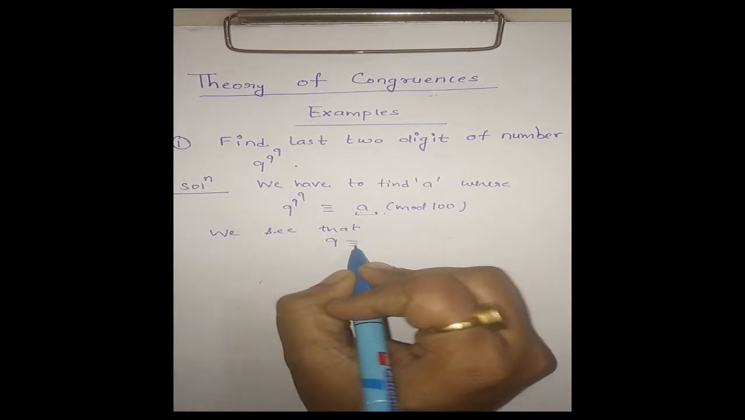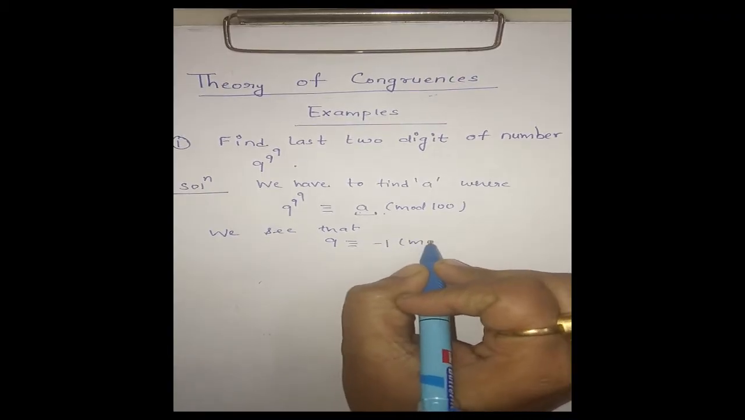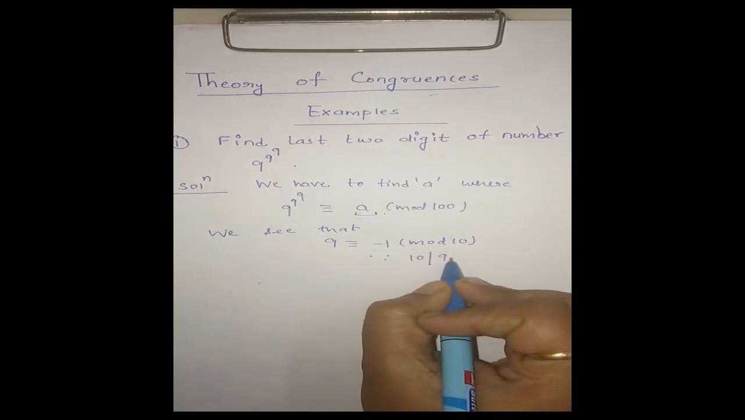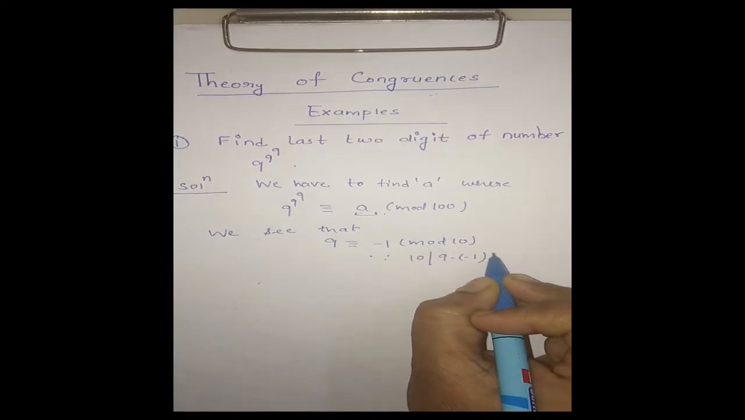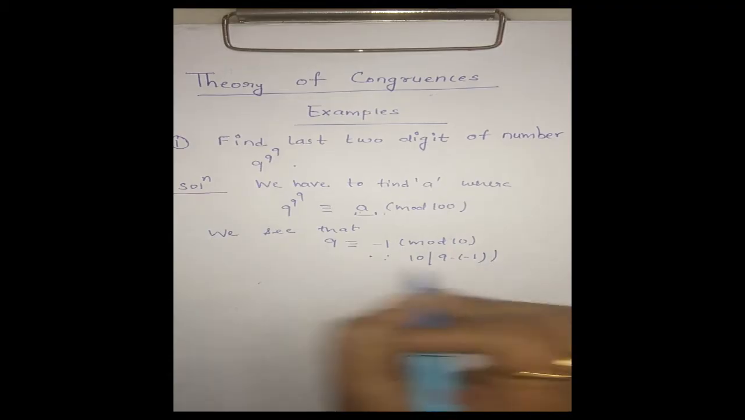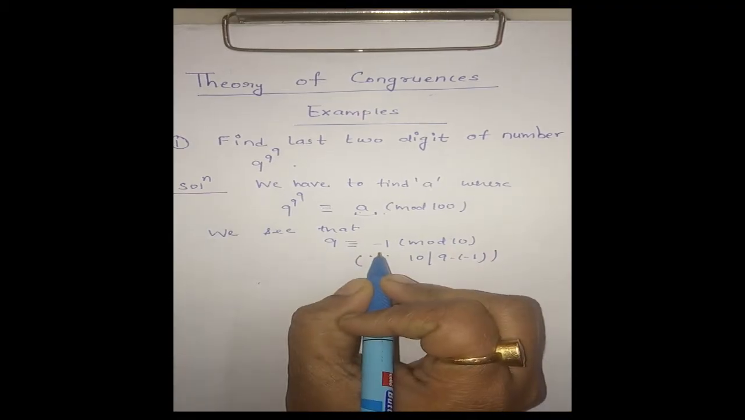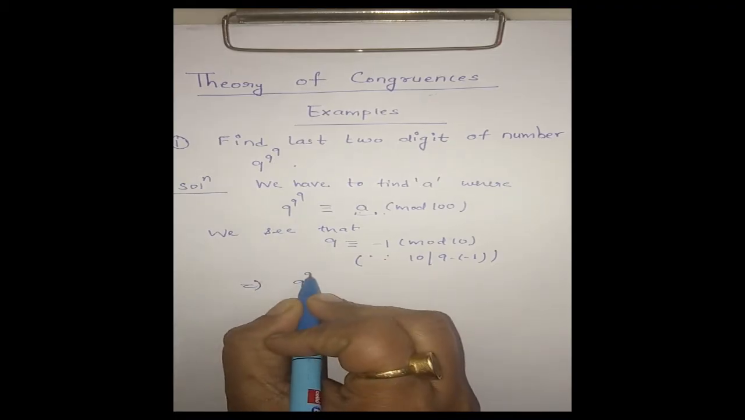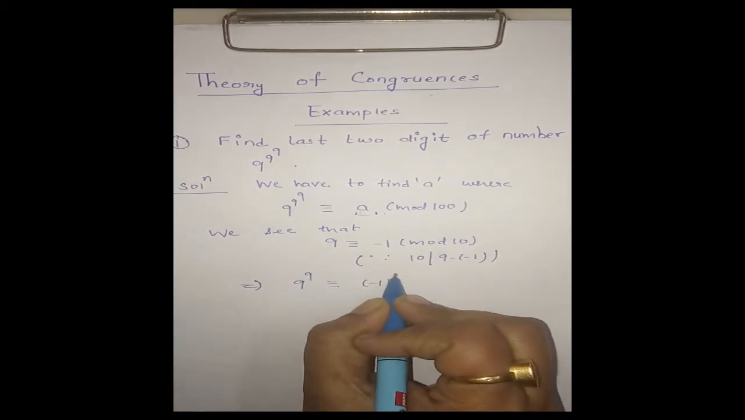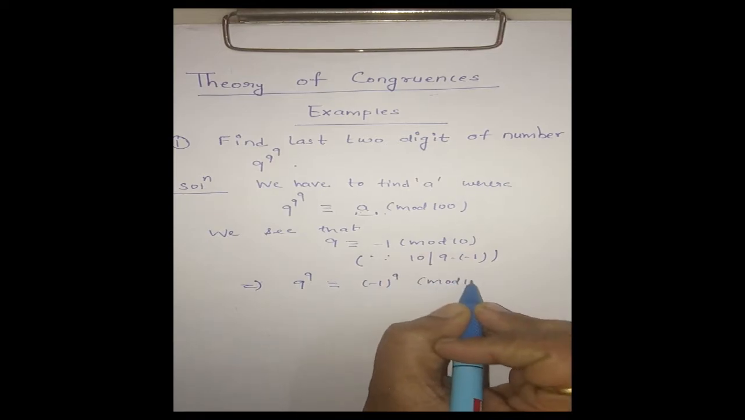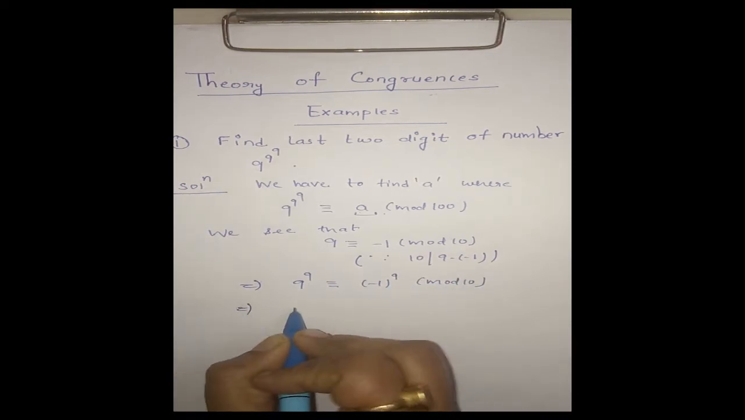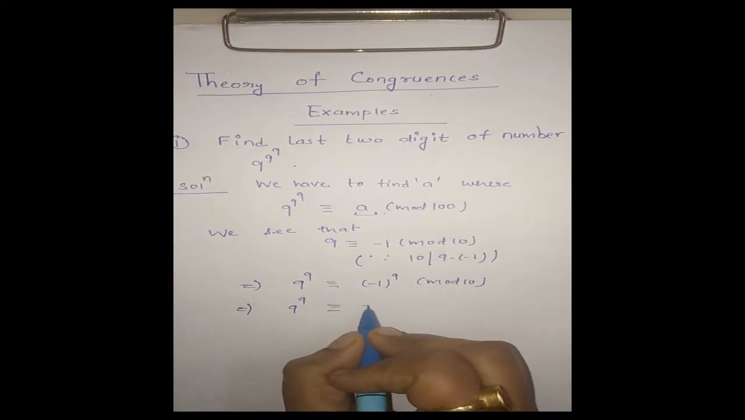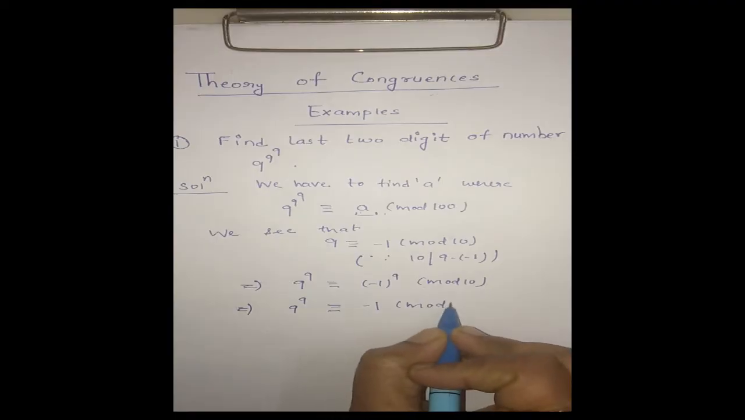9 is congruent to minus 1 modulo 10, since 10 divides 9 minus of minus 1, that is 9 plus 1, that is 10. Clear? 9 is congruent to minus 1 modulo 10. This implies 9 power 9 is congruent to minus 1 power 9 modulo 10. This implies 9 power 9 is congruent to, 9 being an odd number, minus 1 modulo 10.